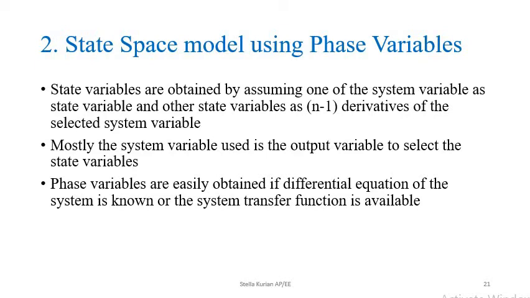In case of modeling using phase variables, any one of the system variables will be selected as the state variable, and then the derivatives of the selected system variable will be chosen as the other state variables. That is, one of the system variables will be chosen as a state variable and its further derivatives. If there are n state variables, then its n minus 1 derivatives will be chosen as the other state variables. Mostly in all the systems, we will be taking the output variable to be the state variable, and then the other state variables will be the higher order derivatives of this output variable.